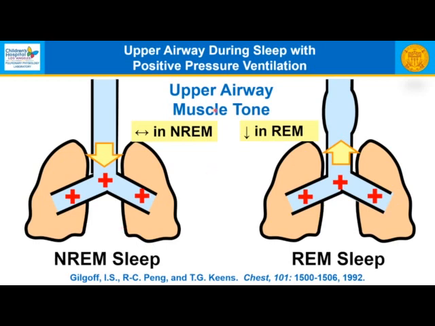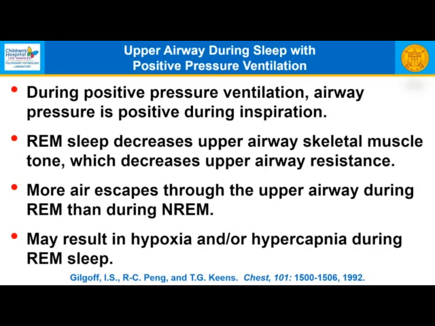Here's what happens. Upper airway skeletal muscle tone is maintained more or less during non-REM sleep. So this means that when you introduce air through a tracheostomy here, it's going to go down to the lungs to cause inflation in non-REM sleep. In REM sleep, however, all right, you have a basically relaxation of upper airway skeletal muscle tone. So now the resistance in the upper airway is less than the resistance in the lung, and therefore air is actually going to escape around the tracheostomy out through the upper airway, which has decreased resistance. So during positive pressure ventilation, airway pressure is positive during inspiration. REM sleep decreases upper airway skeletal muscle tone, which decreases upper airway resistance. So more air escapes through the upper airway during REM than non-REM, and this may result in hypoxia and/or hypercapnia during REM sleep.